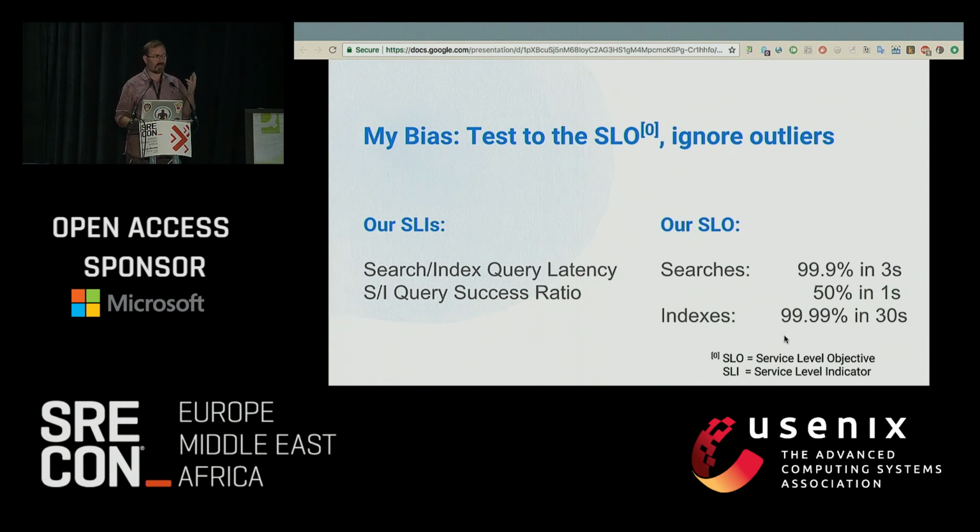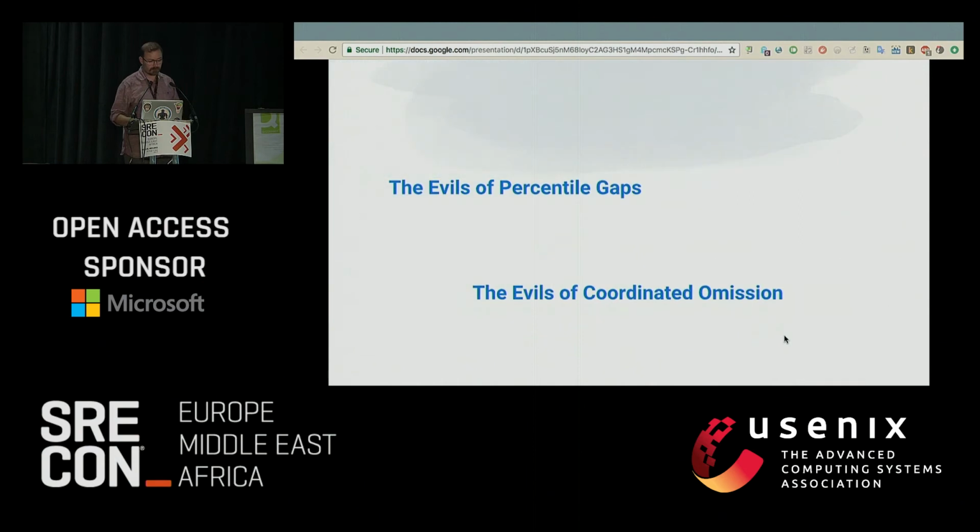And yes, had I gone with my original gut feeling of screw it, just go with the SLO, ignore those little outliers, this would not have gone as well. So when you read any of the formal literature on load testing, two of the things they warn you about are the evils of percentile gaps and the evils of coordinated emission.